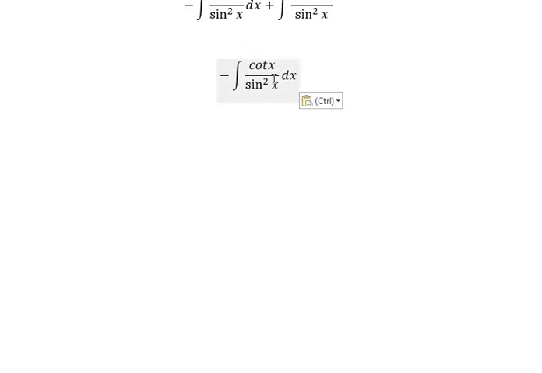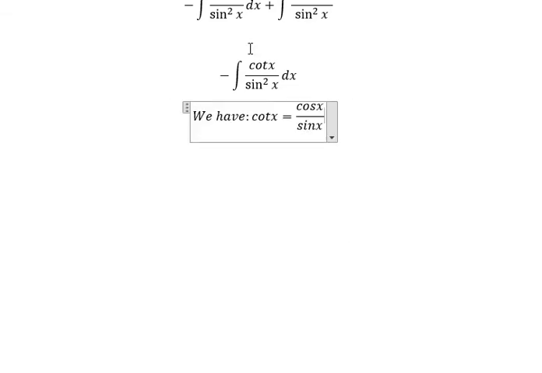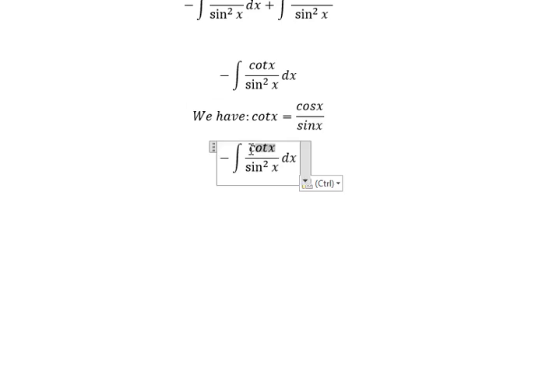In the first one we have cotangent x. Cotangent x equals cosine x over sin x. So we put cosine x here because we still have the sin x. If we multiply with sin x square, we get sin x to the power of 3.